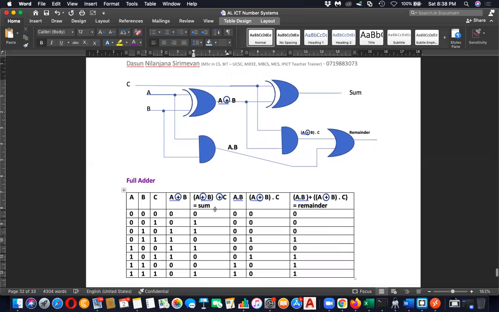So I taught you two things. One is how to draw a truth table for a complex gate. And the second one is, actually three things. How to draw a truth table for a complex gate. The second one is how to combine two input gates and create three input gates.